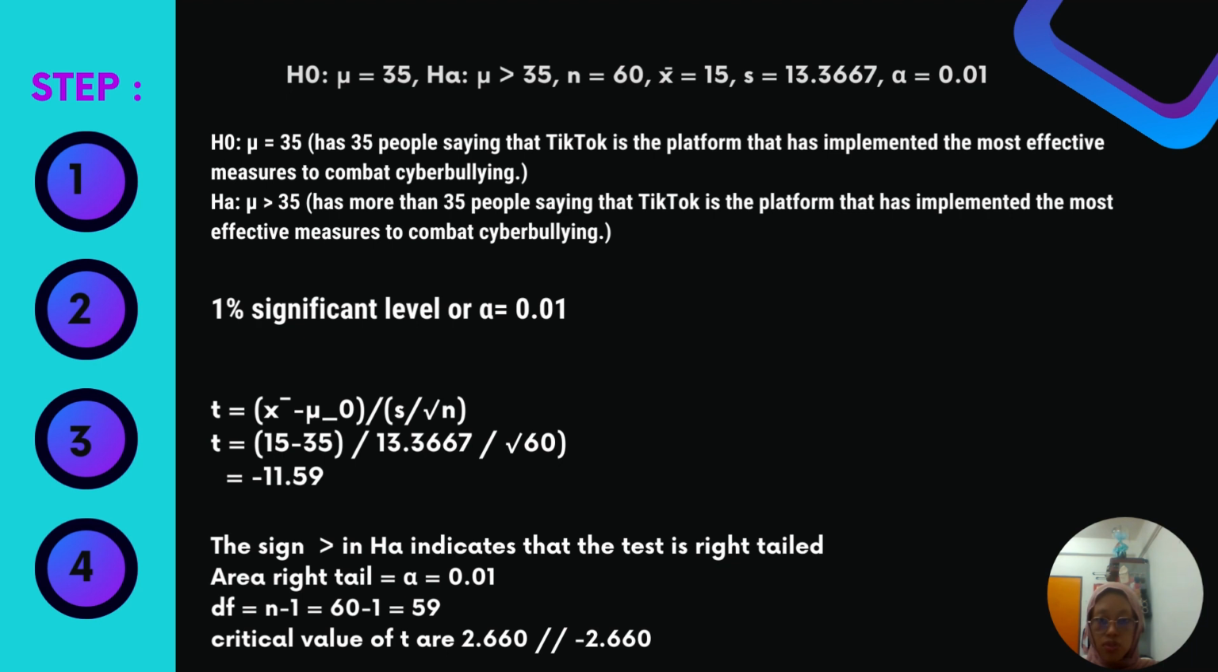For step 3, we compute the formula to get the test statistic t, which is the sample mean minus the null hypothesis value, over the sample standard deviation divided by the square root of the sample size. So we got negative 11.59. For step 4, the sign greater than in HA indicates that the test is right-tailed. So the area in the right tail is the same as alpha, which is 0.01. Then we have to calculate the degrees of freedom, which is n minus 1, 60 minus 1, which is 59. So we got the critical value of 2.660.